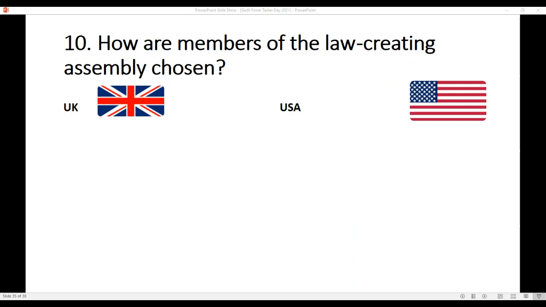Pretty straightforward, right? They are elected by the people, or at least I guess we might say elected by their local constituency. And in America, elected again by the people, or in Congress, there are different sorts of constituencies. We'll go into that in a minute, but yeah, elected. Very good. Next question. We are nearly there.